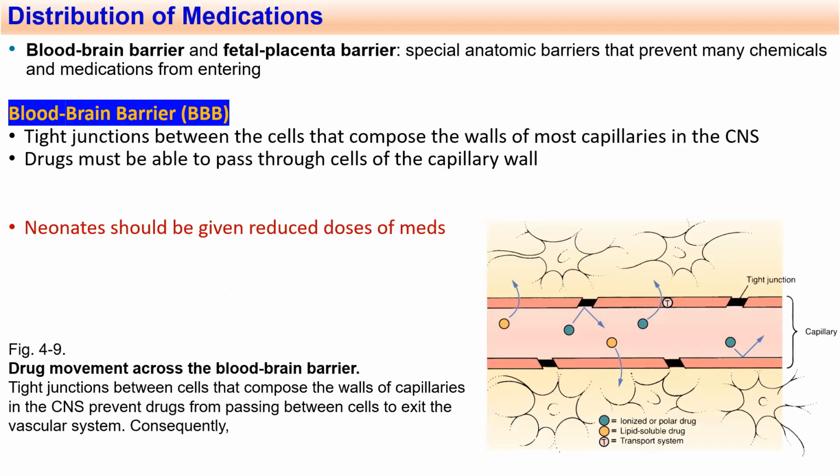Blood-brain barrier and fetal placenta barrier. Special anatomic barriers that prevent many chemicals and medications from entering make brain tumors difficult to treat. Fetal placenta barrier protects the fetus. No pregnant woman should be given medications without strong consideration of condition. So we'll have to be careful when prescribing medications to pregnant women.